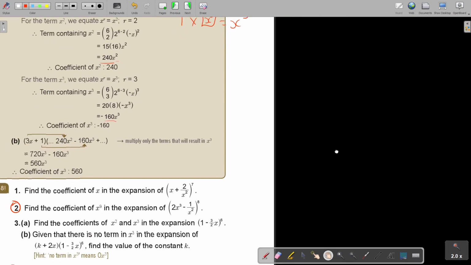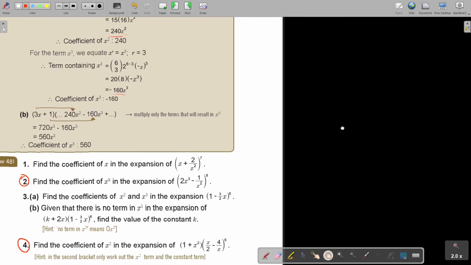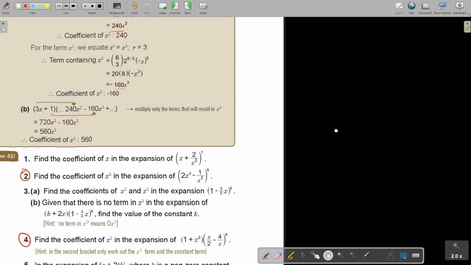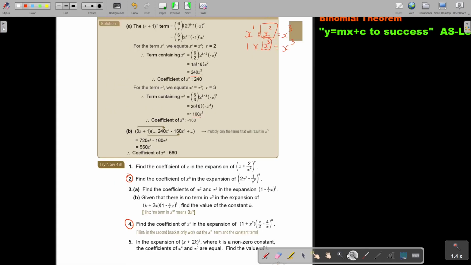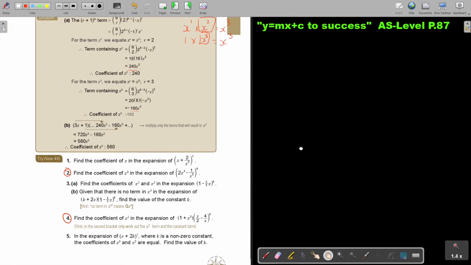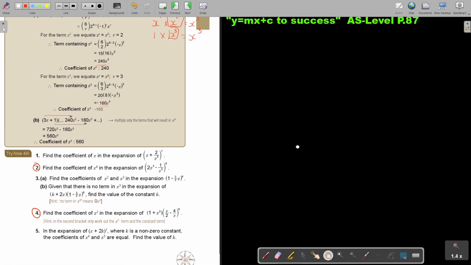Okay, can you see it nicely? Do you see all the coefficients? Look at the hints. Okay, and then I must make it smaller, otherwise I don't have space to write. Okay, let's start with number 2. Find the coefficient of x to the power 9.